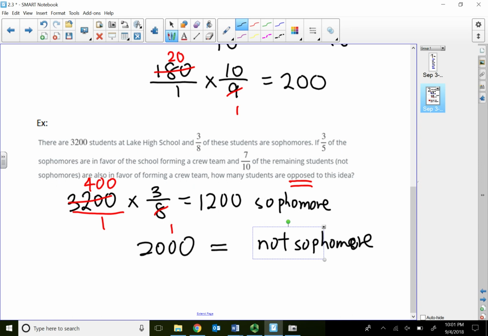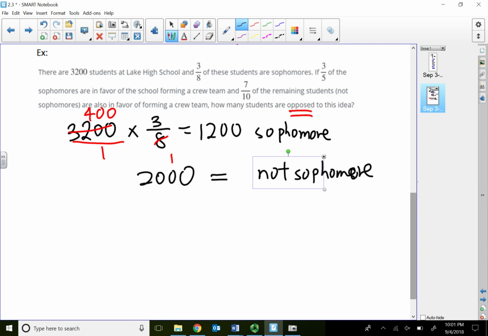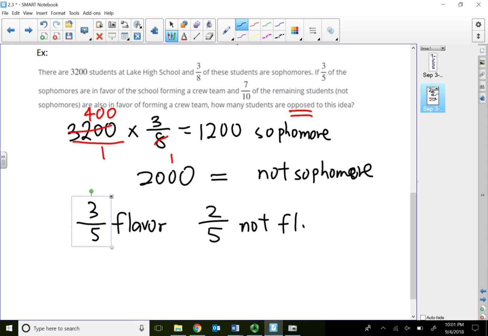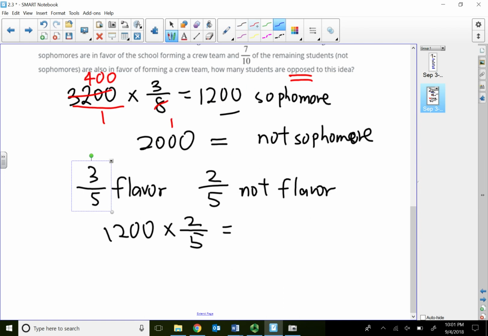If 3/5 of the sophomores are in favor of forming a crew team, how many sophomores are not? 3/5 of the sophomores favor, which means the other 2/5 of the sophomores do not favor. All right, so sophomores are 1,200 students, and we multiply by 2/5 for those who do not favor. So this number tells me how many sophomores do not favor forming the crew team.